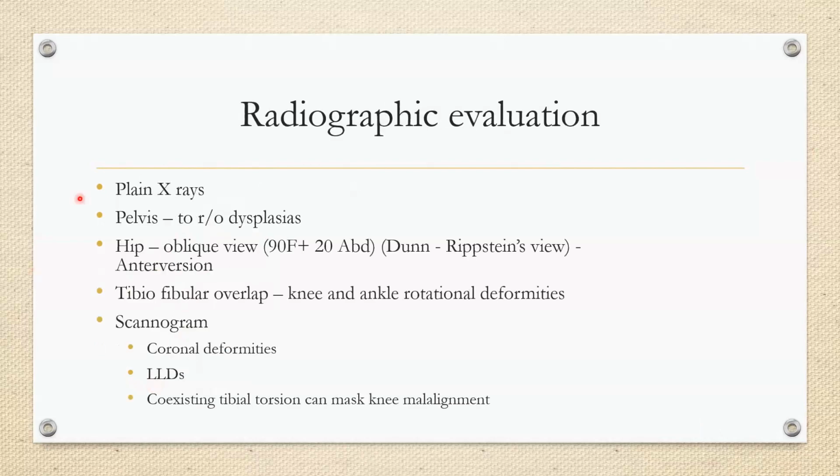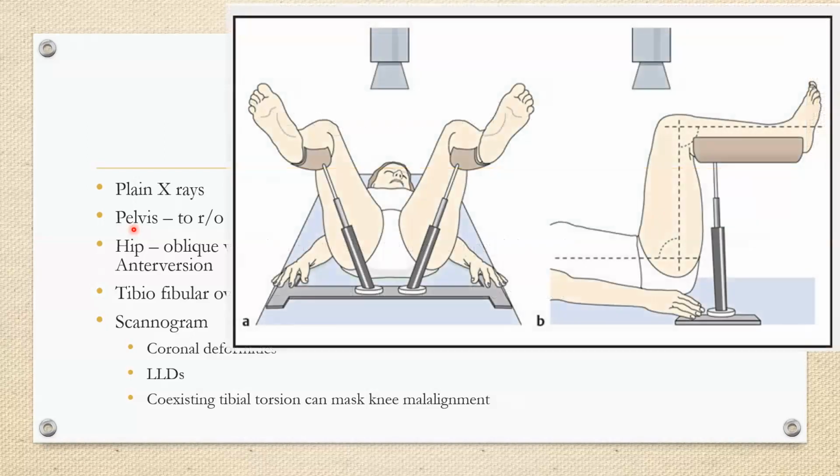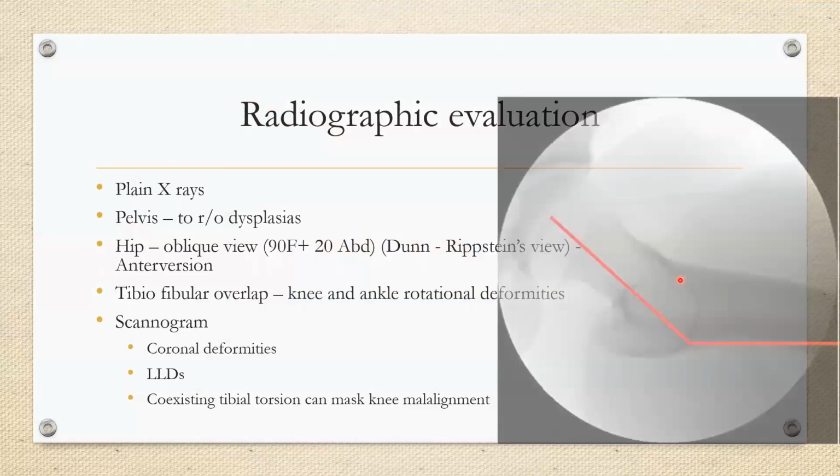So, moving on to radiographic evaluation of rotational deformities. As with any condition, the standard first investigation is plain X-rays. The X-ray is also localized depending on the clinical examination, where we suspect deformity. An X-ray of the pelvis can be taken to rule out any established dysplasias if suspected. An X-ray measure of anteversion can be done with the Epstein view, which is done with the patient in 90 degrees flexion and 20 degrees abduction, and is taken focusing on the hip.